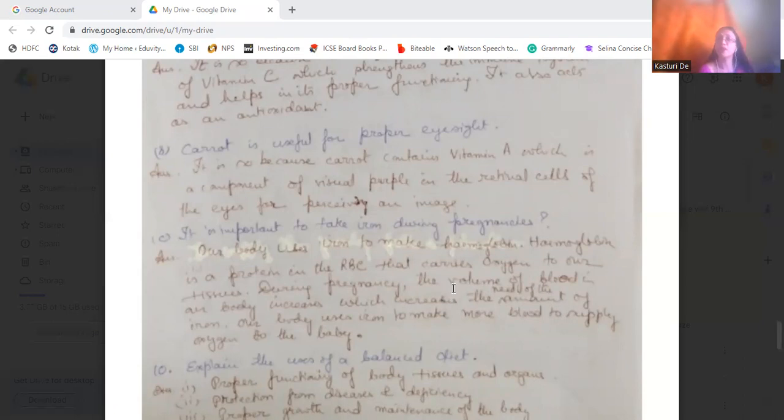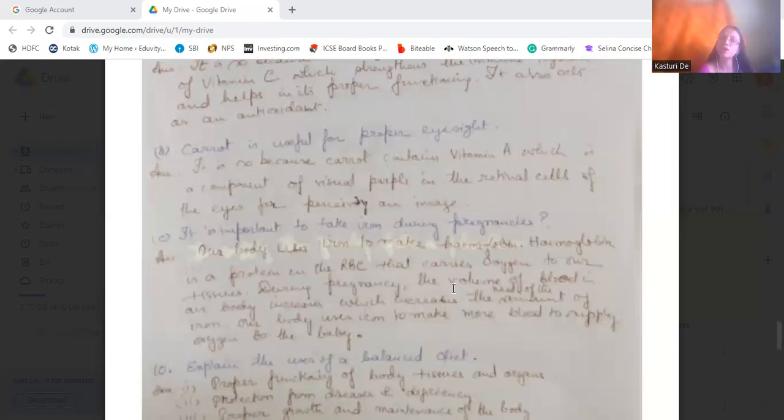So vitamin A is advised to be taken for proper eyesight, and vitamin A is present in carrot, so carrot is advised. Carrot is useful for that. Okay. Now it is important to take iron during pregnancy.